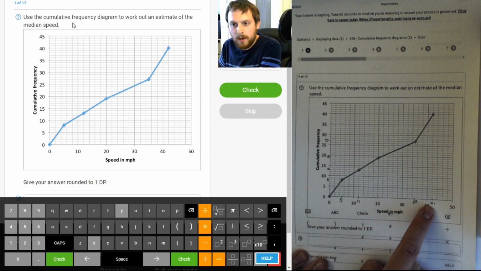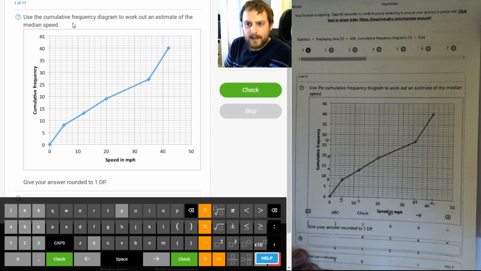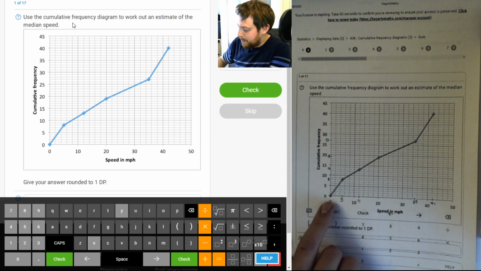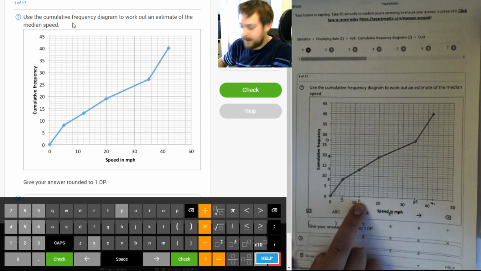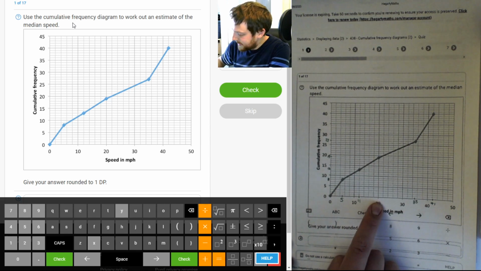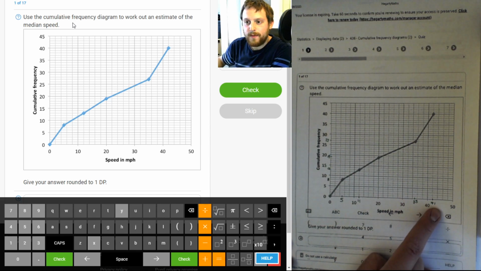35 to 41. Okay, so the cars were grouped like in one of those grouped continuous data tables. You would have had a 0 to 5, a 5 to 11, an 11 to 20, a 20 to 35, and a 35 to 41.